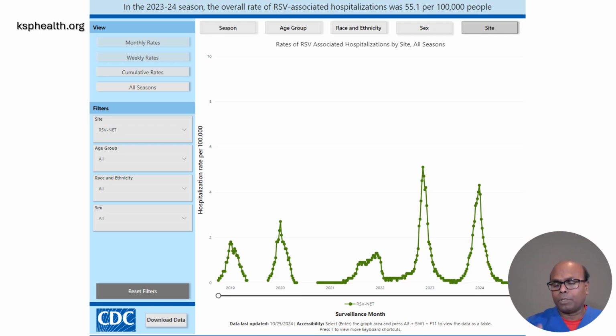The hospitalization rates are higher in winter months. It predominantly affects children and elderly. As you can see here, this is a CDC slide. In 2023 and 24 season, the rate of RSV associated hospitalization was around 55 per 100,000 patients.